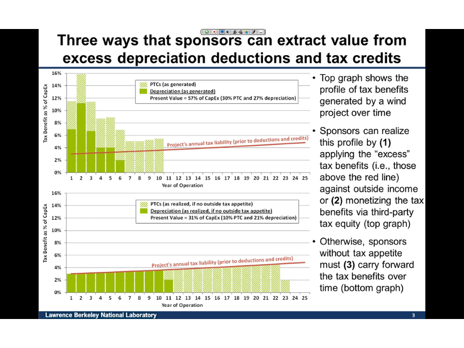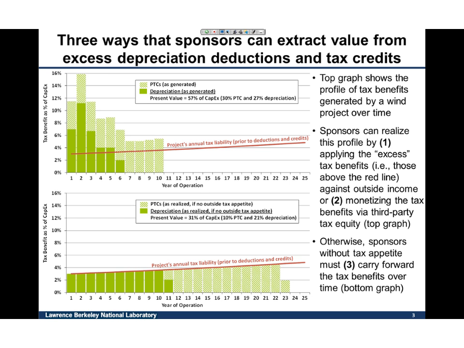If the sponsor does not have tax appetite from outside income, then it can still realize the time profile shown in the top graph by bringing in a third-party tax equity investor, which is typically a large investment bank or insurance company that invests in the project in exchange for being allocated most or all of the project's tax benefits. So this is a second way to essentially realize in real time this time profile shown in the top graph, though this second method of partnering with tax equity does come at a cost because, as noted earlier, tax equity is an expensive source of capital.